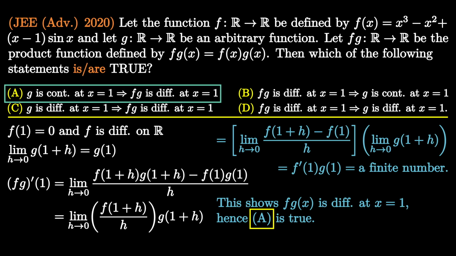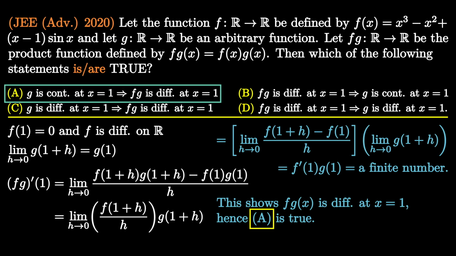But the prime question is, why is this happening at all? Is f(x) carrying some nice property which is helpful in making f(x) into g(x) differentiable? The answer is yes. The so-called nice property which f(x) is carrying is f(1) is equal to 0. It is f(1) equal to 0 which nullifies the effect of non-differentiability of g(x) and makes the product f(x) into g(x) differentiable at x is equal to 1.